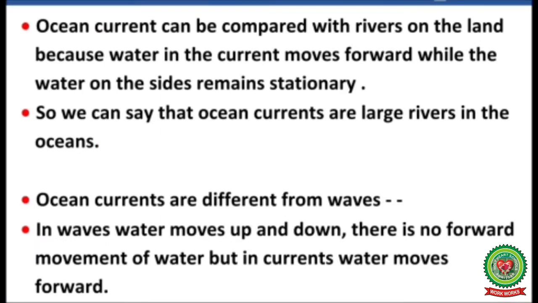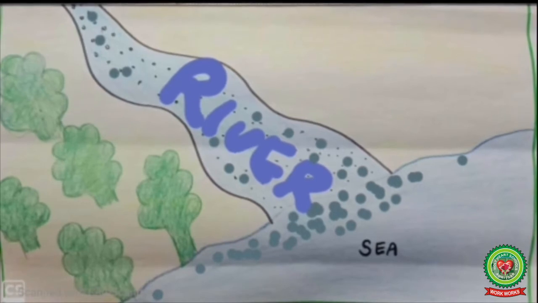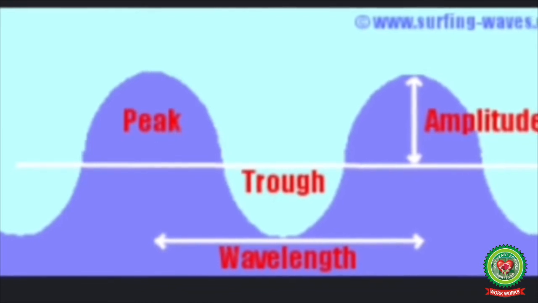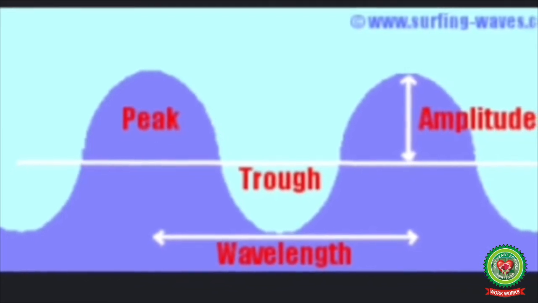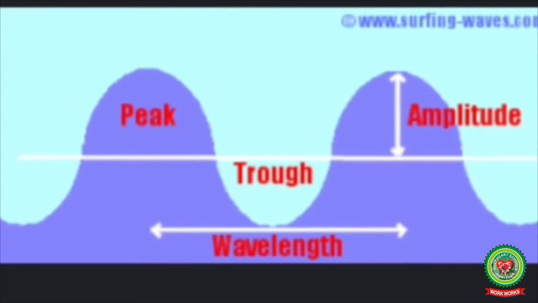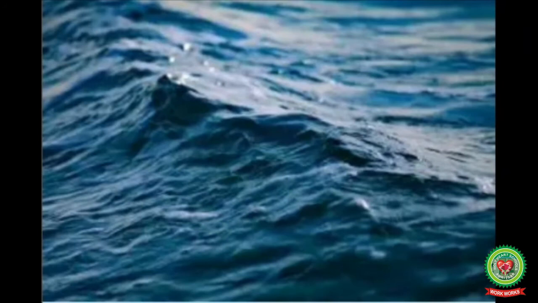Ocean currents can be compared with rivers on the land because water in the current moves forward while the water on the sides remains stationary. So we can say that ocean currents are large rivers in the oceans. Ocean currents are different from the sea waves. In sea waves, water just moves upward and downward. There is no forward movement of the water, whereas in ocean currents, water moves forward along with the currents.